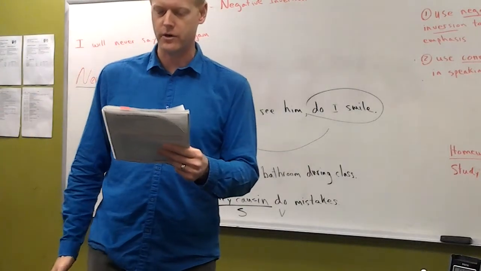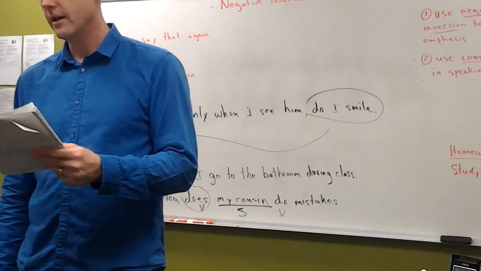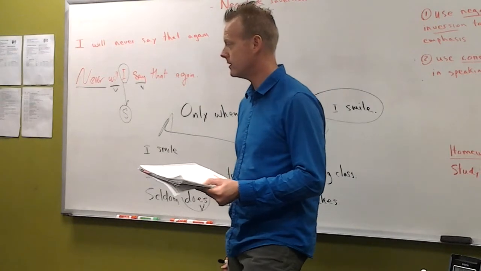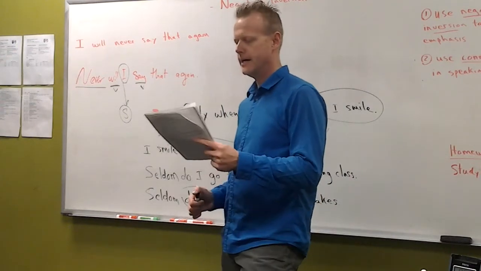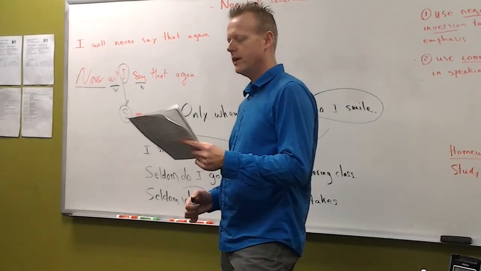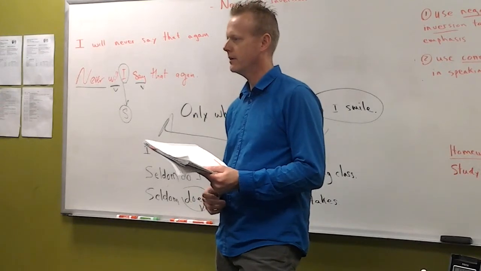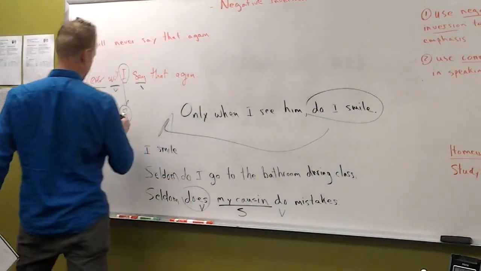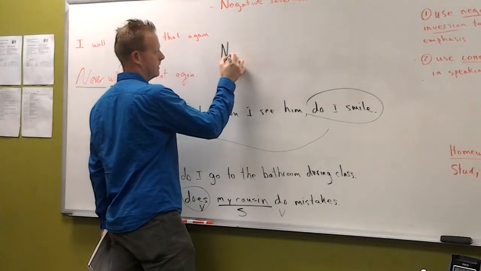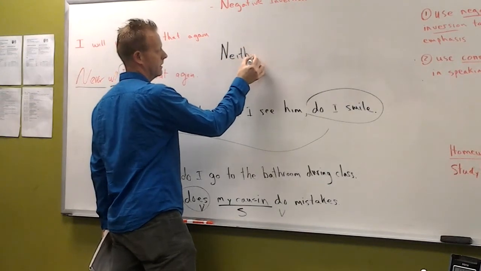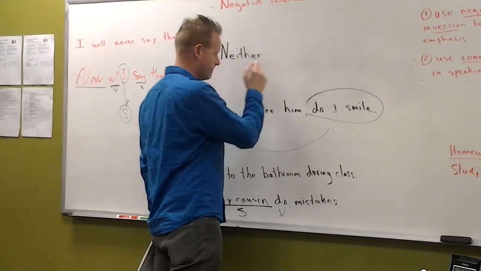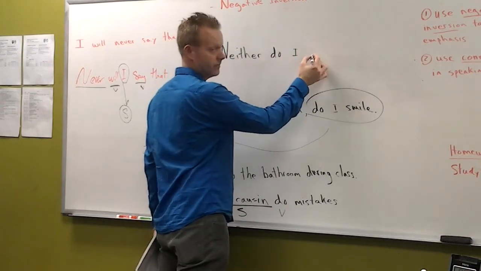Okay, negative conjunctions. These are nice. Again, we already talked about neither, nor, right? It's used with two negatives. But also, not only, but also. What about just "neither" on the front? Neither do I live. So if I put one on, give me a nice sentence. Neither do I live.